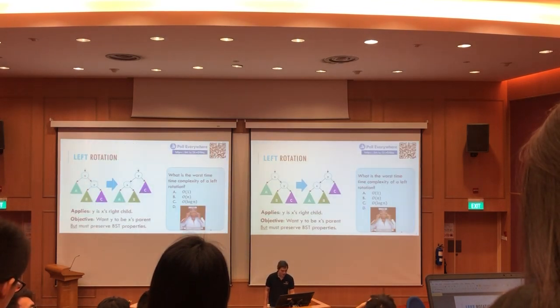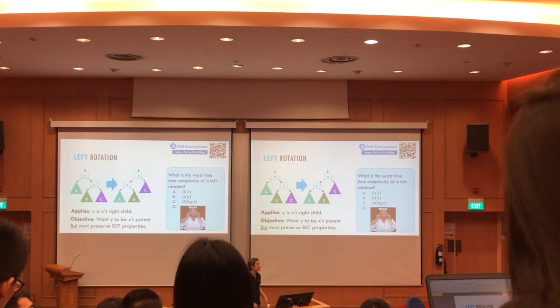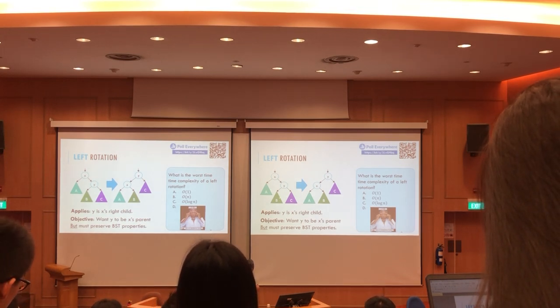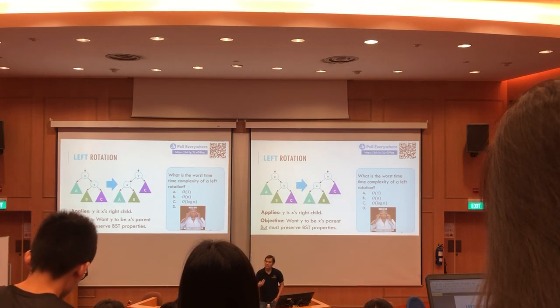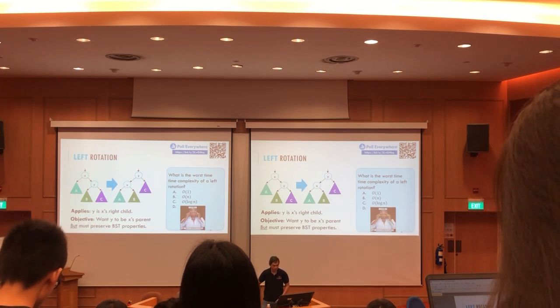So I'll put it back so you can think about what we did a second ago. We shifted y to be x's parent, and then we started moving around these subtrees. Move A, move C, and then we move B. Now what are the operations involved in moving these subtrees around?